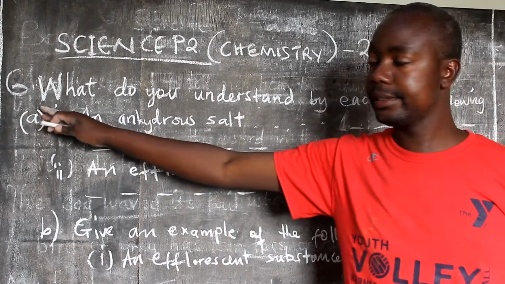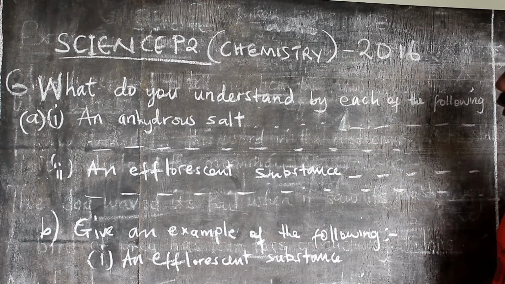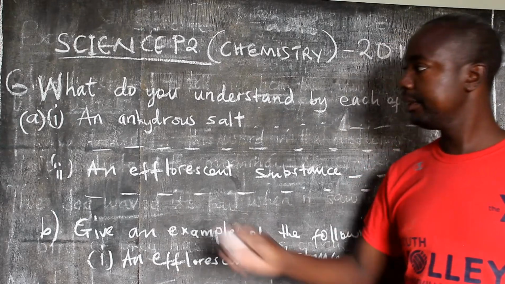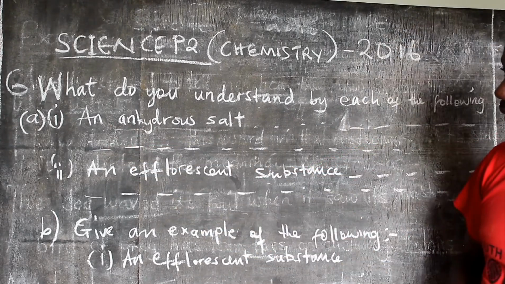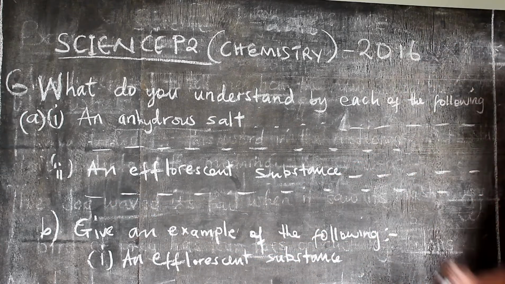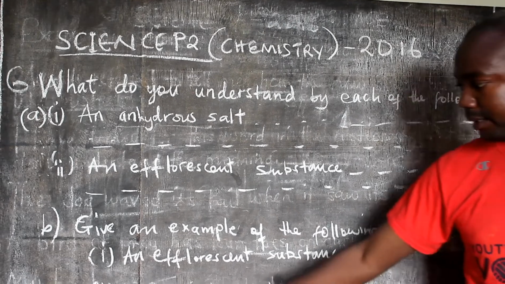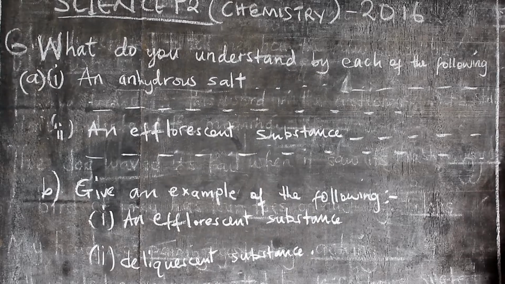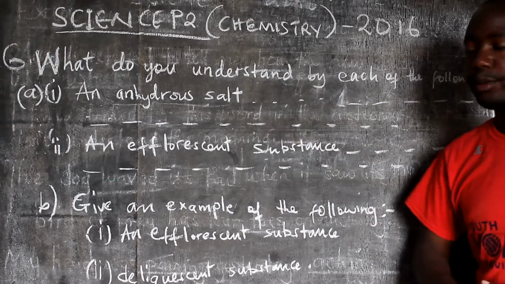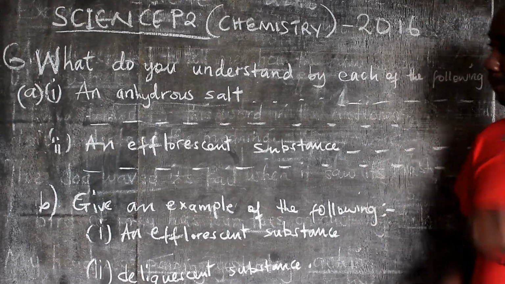It was question 6. The question reads, what do you understand by each of the following? A1, an anhydrous salt. A2, an efflorescent substance. B, give an example of the following: an efflorescent substance, a deliquescent substance. So let's go straight to the first one. An anhydrous salt. What is this type of salt?